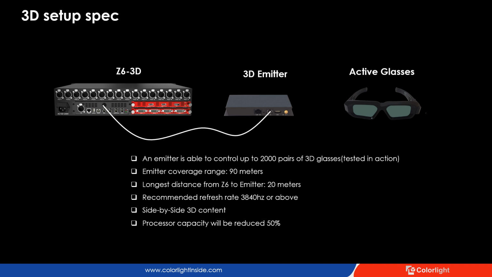And other key points I want to mention: a 3D AMID can control at least 2000 glasses, which has been proven reliable in real projects. The 3D AMID coverage range is up to 90 meters. Most important, the 3D processor capacity will be reduced by 50% when running 120 Hz in 3D mode. So be careful of these points when you design a 3D project.